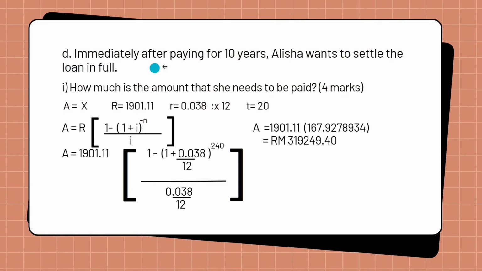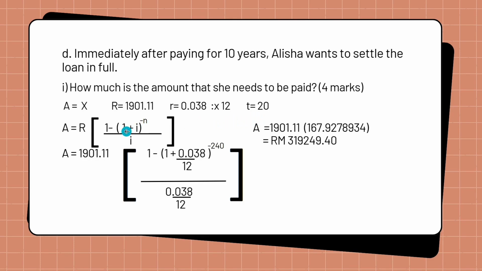Question D1. Immediately after paying for 10 years, Alisha wants to settle the loan in full. How much is the amount that she needs to pay? Here is the information. A equals x, R equals 1,901.11, interest rate 0.038 over 12, and the time is 20. The reason why the time is 20 is because Alisha has paid 10 years out of 30 years. For question D1, we need to use the present value formula and put the information given in the formula.